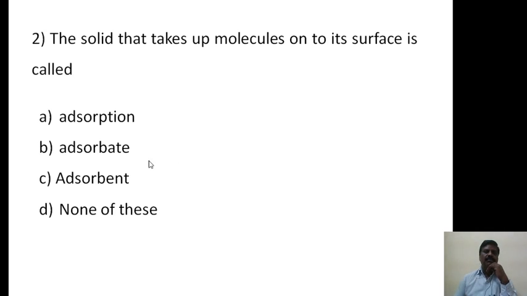The correct answer for this question is option C, adsorbent. The adsorbent is the solid that takes up other molecules on its surface. Therefore, C, adsorbent, is the right option for this question.